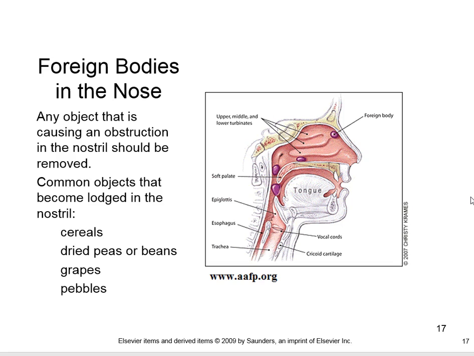Foreign bodies in the nose. Any object that is causing an obstruction in the nostrils should be removed. Common objects that become lodged in the nostril are cereals, dried peas or beans, grapes, or pebbles.